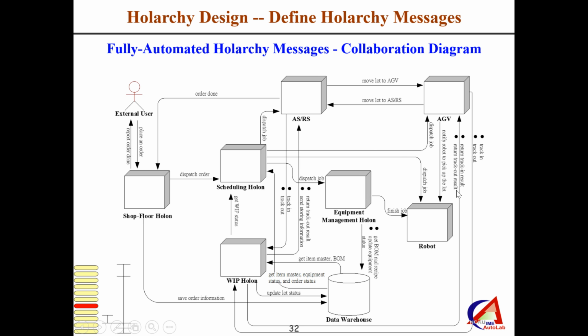For example, if you would like to design the scheduling Holonic, then all of the interface messages are shown here. And if you would like to design a WIP column, then all of the interface messages are shown here. And this interface messaging, why we need to have this one? Because when we try to use CORBA to communicate with each other, we need to separate the interface and the implementations. So this shows you all the interfaces, right? So this will identify all the interfaces shown here.